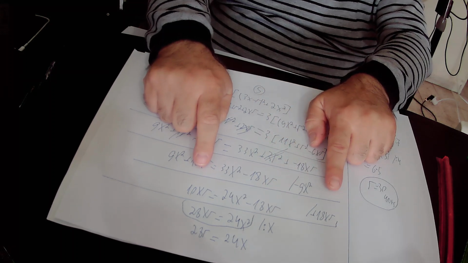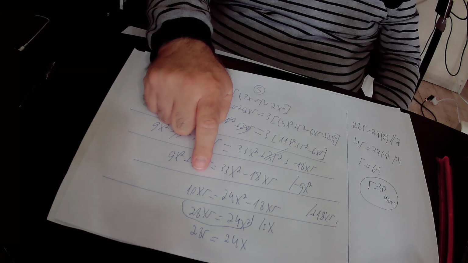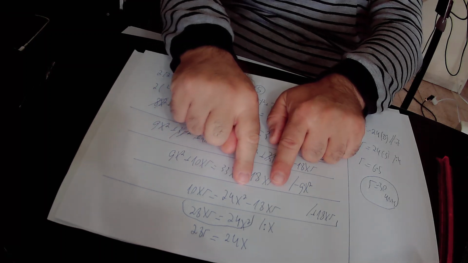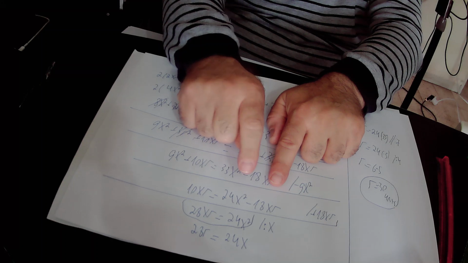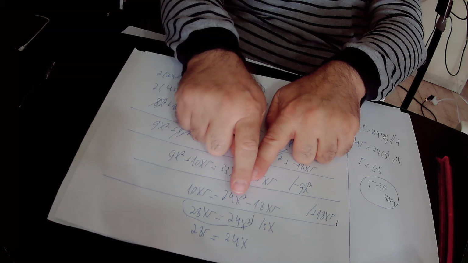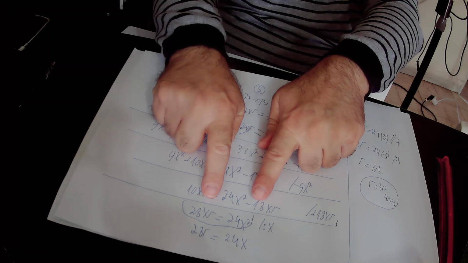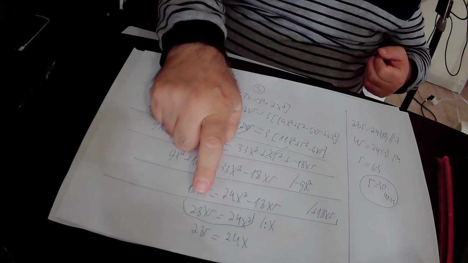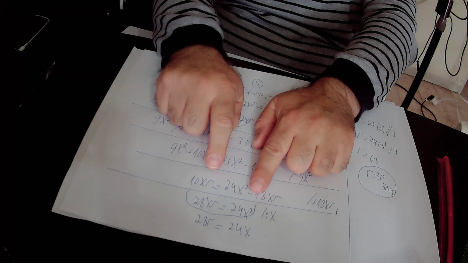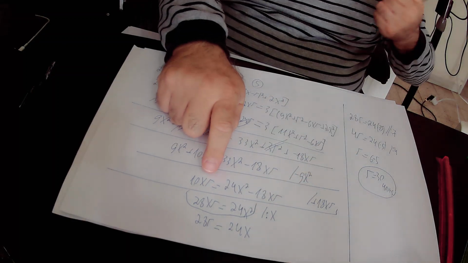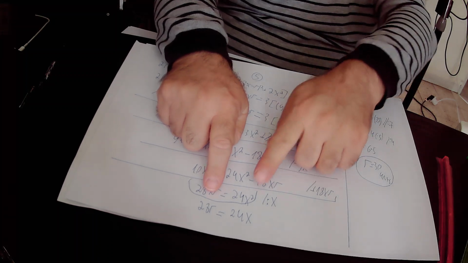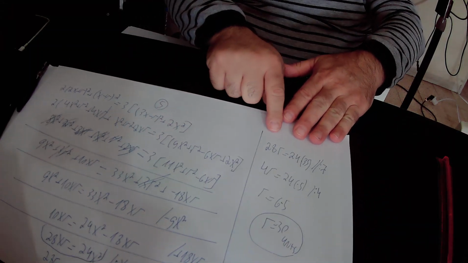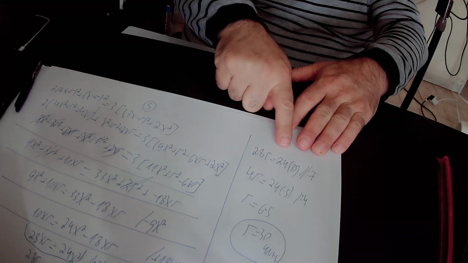We added 18xr to this equation, and we found out that 10xr plus 18xr is 28xr. That is equal to 24x squared. 18xr minus 18xr is 0. So in this side of the equation, we are left only with 24x squared, or 28xr equals 24x squared. We divided this equation by x, and we got that 28xr over x is 28r, and 24x squared over x is 24x. So in conclusion, we found out that 28r equals 24x.